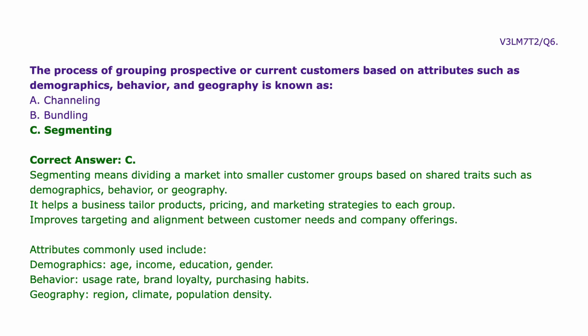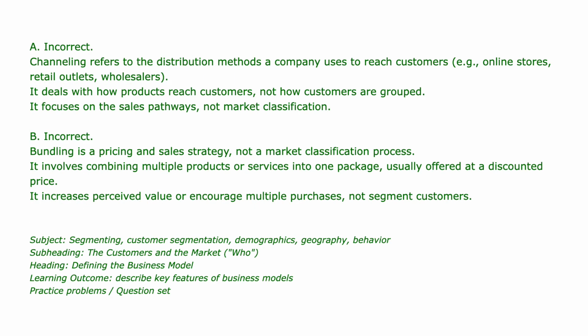Market segmentation divides a market into smaller groups based on shared traits like demographics, behavior, or geography, enabling tailored products and marketing strategies. A. Incorrect. Channeling is about product distribution methods, not customer grouping or market classification. B. Incorrect. Bundling is a pricing strategy that combines products, services into a discounted package, increasing perceived value and encouraging purchases.